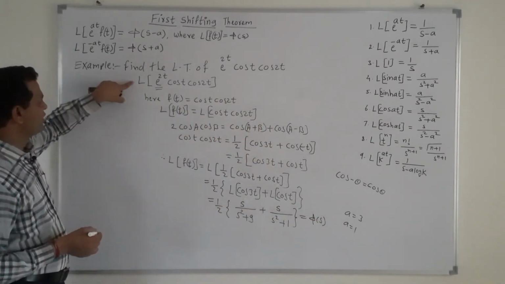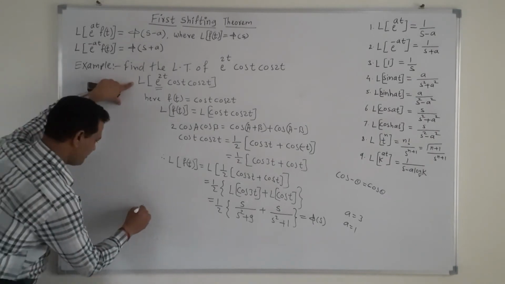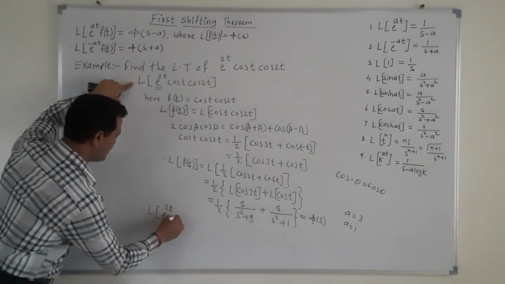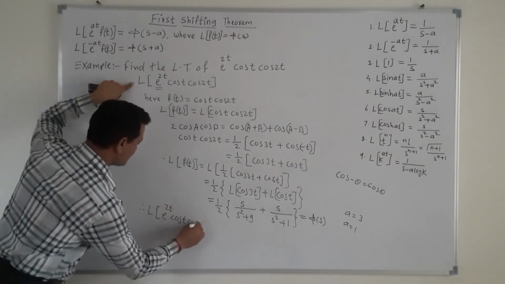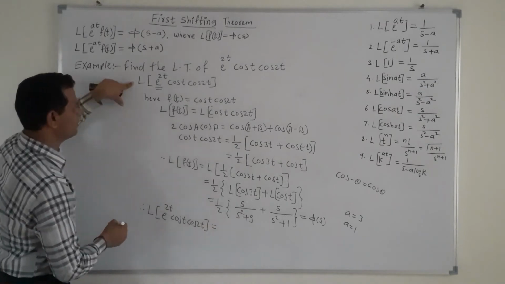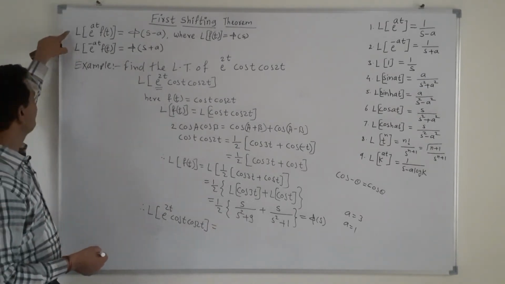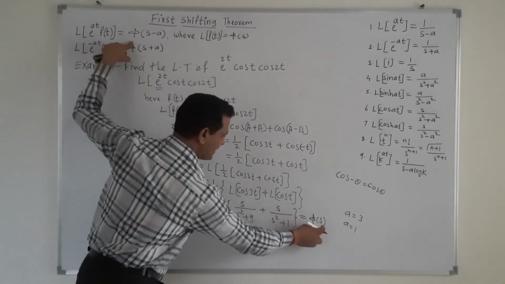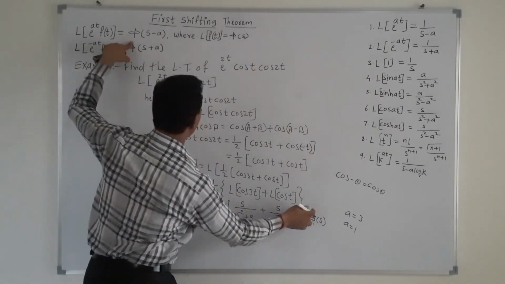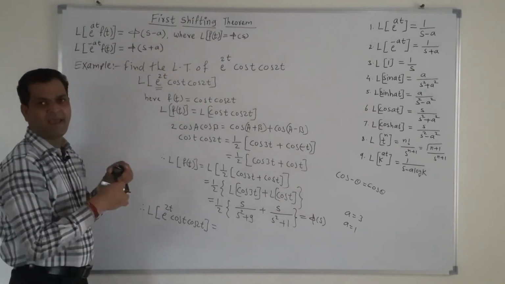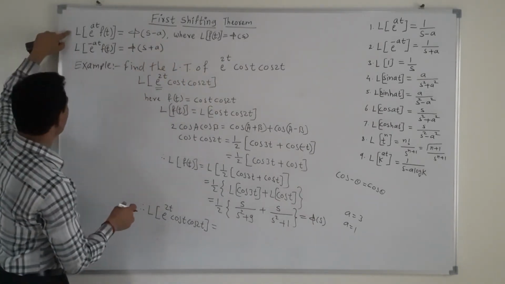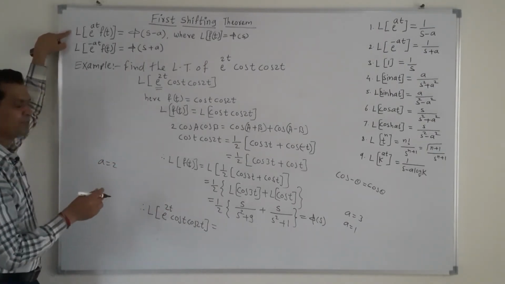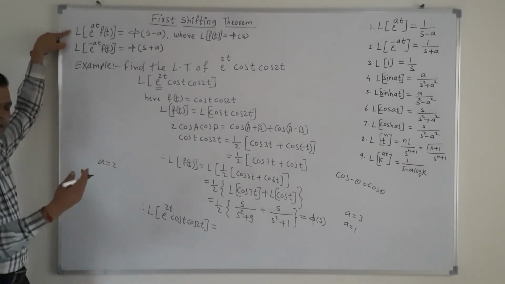Now our aim is to find the Laplace transformation of this function. Therefore the Laplace transformation of e raised to 2t into cos of t cos of 2t is equal to, if we apply the shifting theorem, whatever phi of s we are getting here, in this phi of s subtract a from s. Here the value of a, after comparing, is 2. That means subtract 2 from the parameter s.